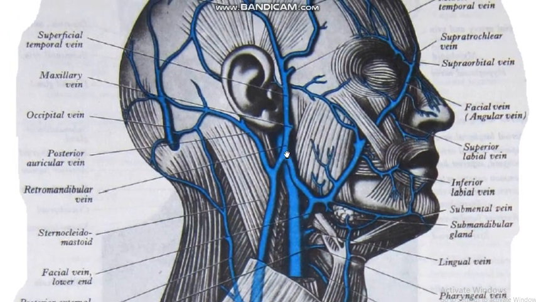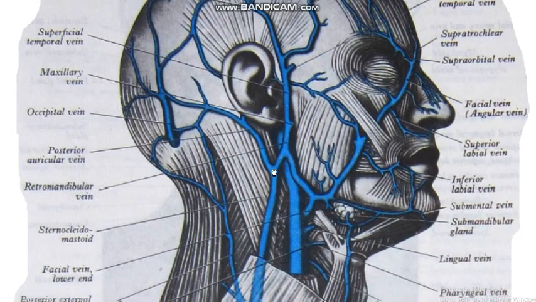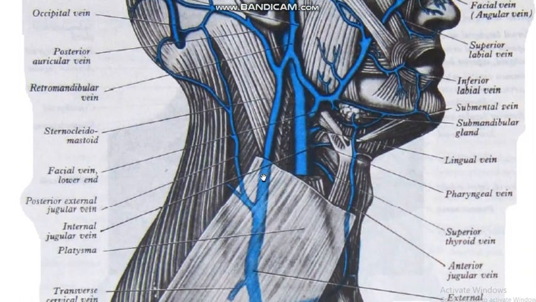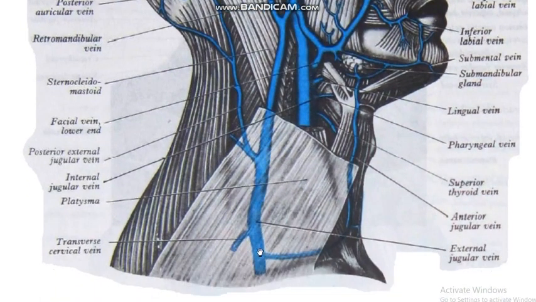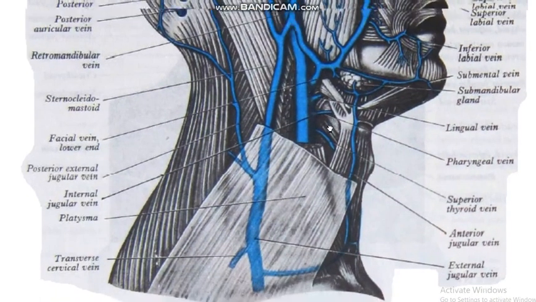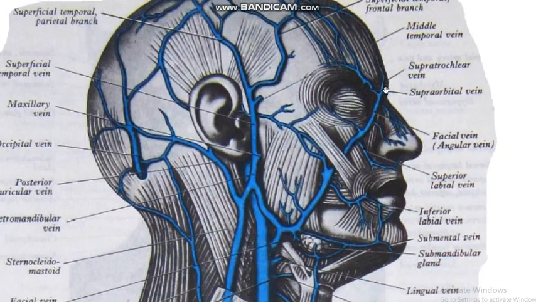This posterior division of the retromandibular vein is joined by the posterior auricular vein from behind the auricle, and these two form the external jugular vein, which as you can see is passing underneath the platysma and is about to drain into the subclavian vein. So this is the drainage pattern of the facial vein.